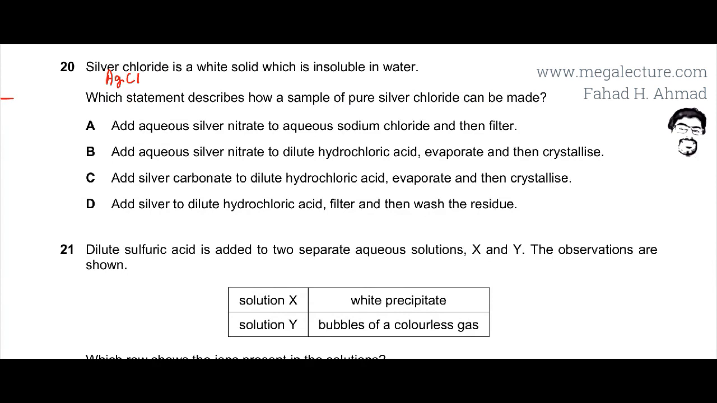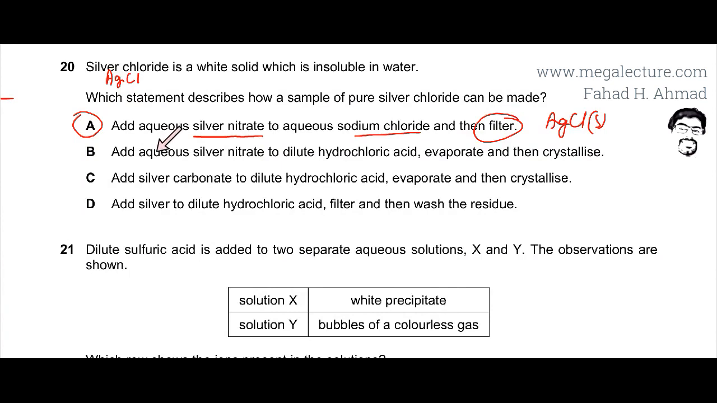So the first one is exactly the example that we did. Silver nitrate, mix it with sodium chloride, and you can get a precipitate of AgCl, which is going to be solid, and you're going to filter it out. So this option number A looks perfectly correct. But also let's explore the other options.